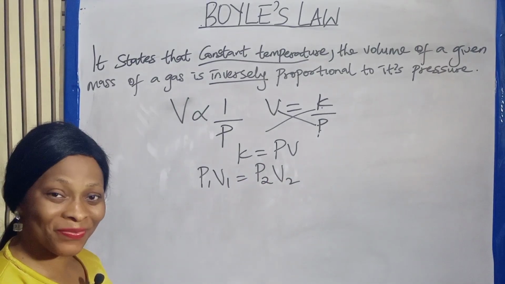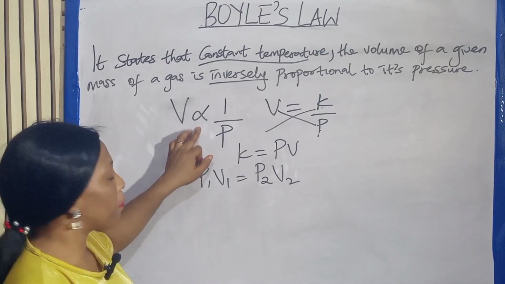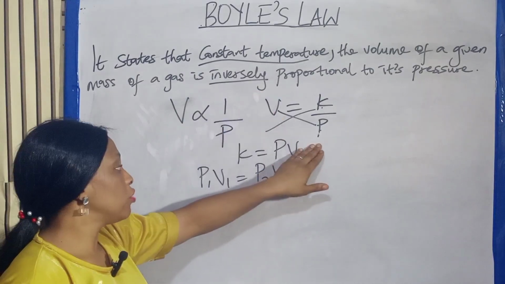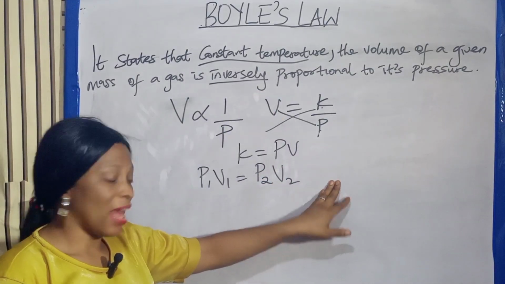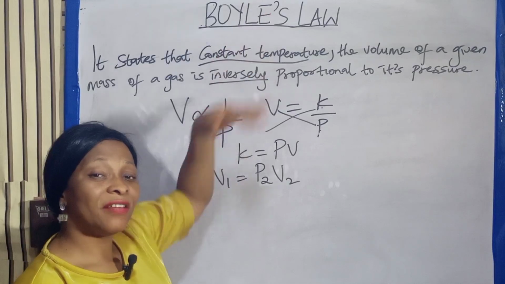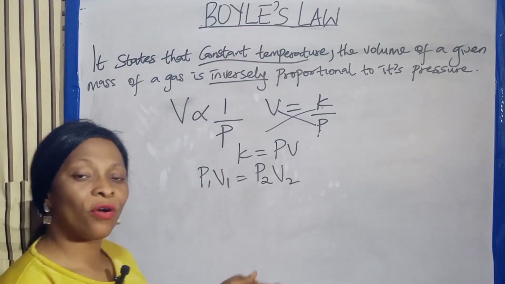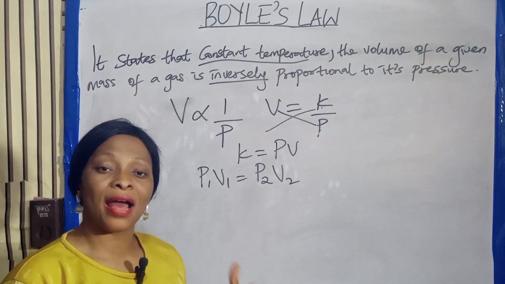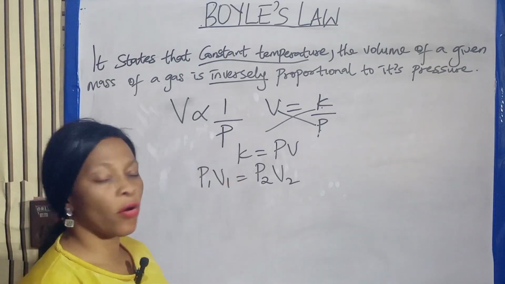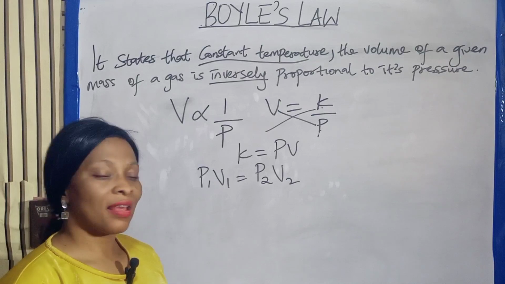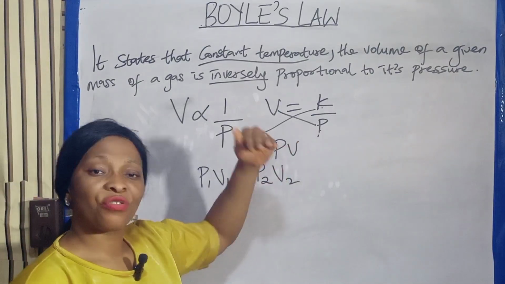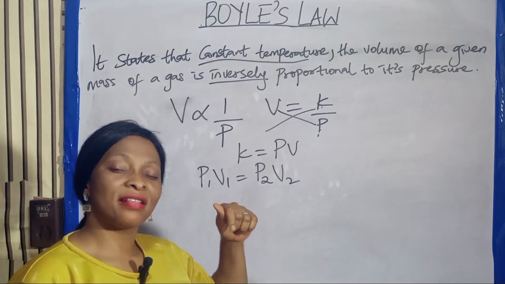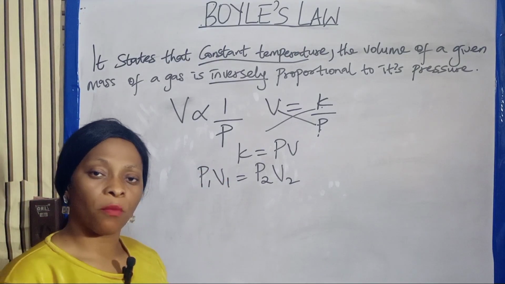Isn't that simple? So when we say inversely proportional, it means that as the volume is increasing, the pressure is decreasing. And as the pressure is increasing, the volume is decreasing because they are inversely proportional. Now, your examiner may ask you a question that has to do with Boyle's law. So take note that in Boyle's law, the pressure is increasing as the volume is decreasing. Volume is increasing as the pressure is decreasing. So let's look at some questions.